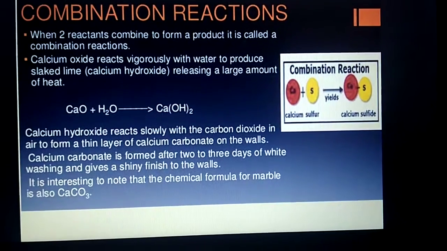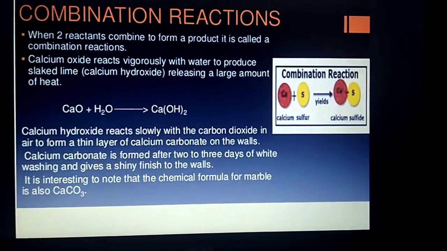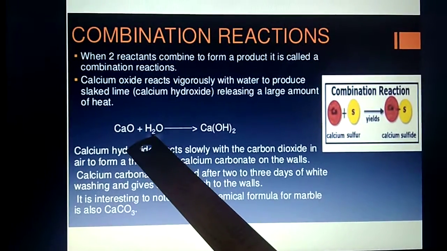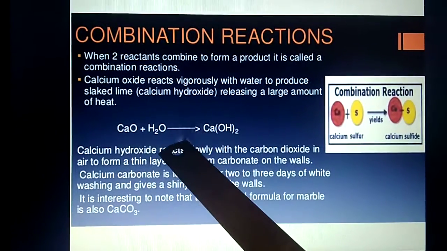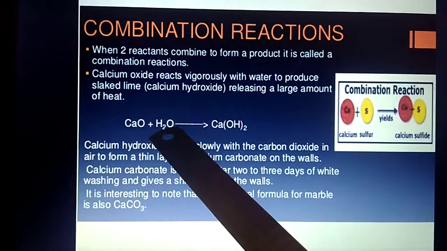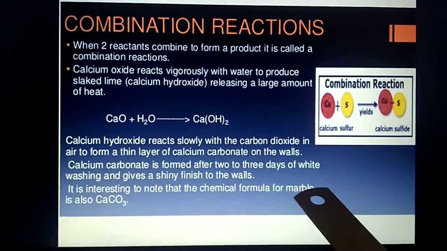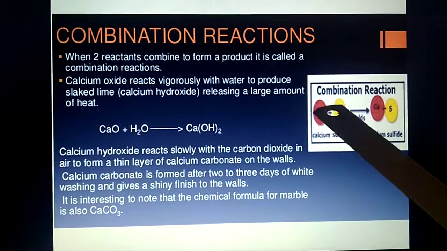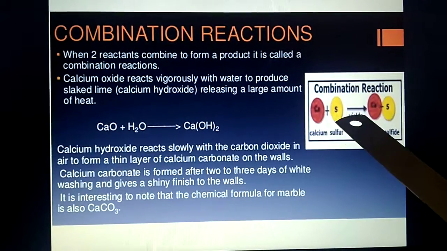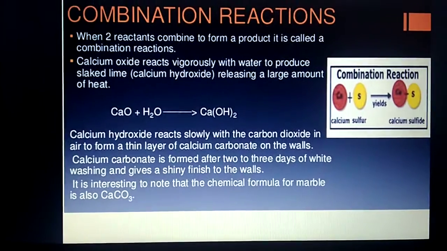Combination reactions are those reactions in which two reactants combine to form a product. Here you can see that calcium oxide is given. When it reacts with water, that is H2O, it is represented by an arrow, which gives calcium hydroxide. CaO combines with molecules of water and gives calcium hydroxide. So this is a combination reaction. Here calcium and sulfur combine with each other and give calcium sulfide. So this is an example of a combination reaction.